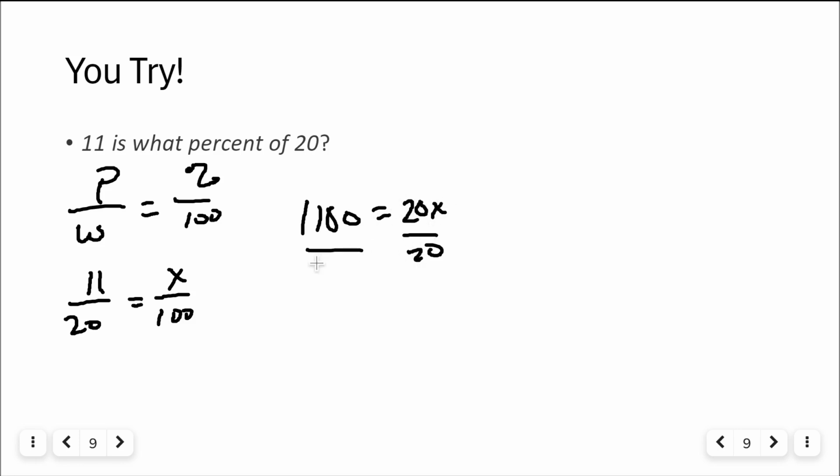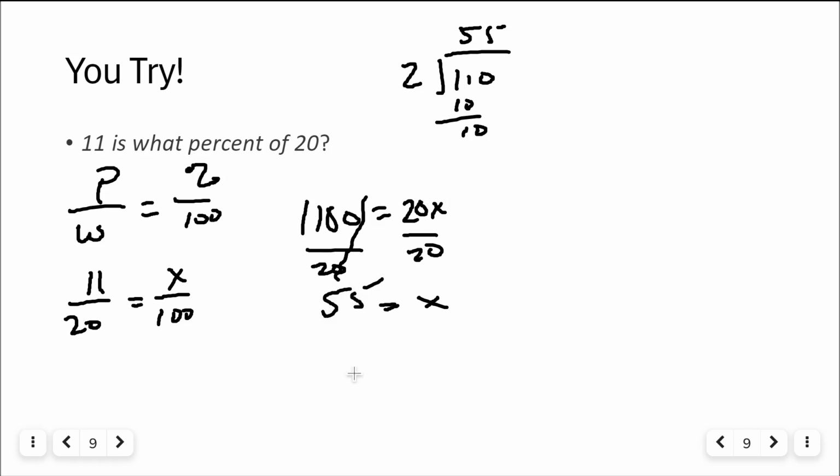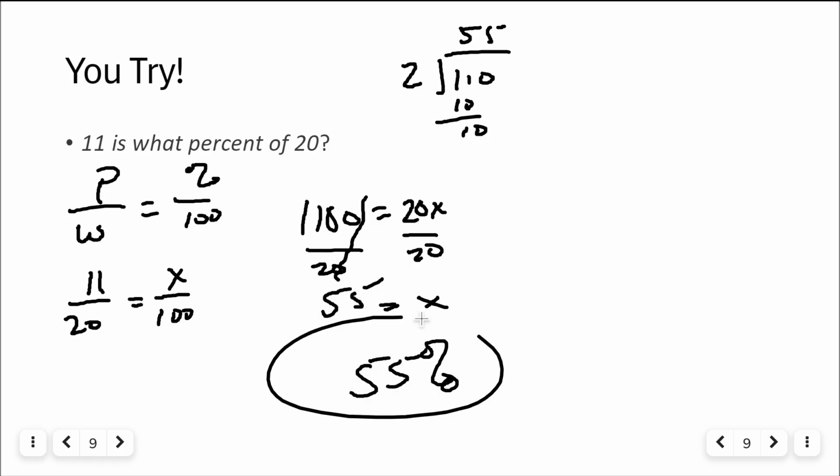Divide both sides by 20. Throw a 0 away at the end. We're going to do 2 into 110. 2 goes into 11 5 times. 2 goes into 10 5. 55. So this is 55%.